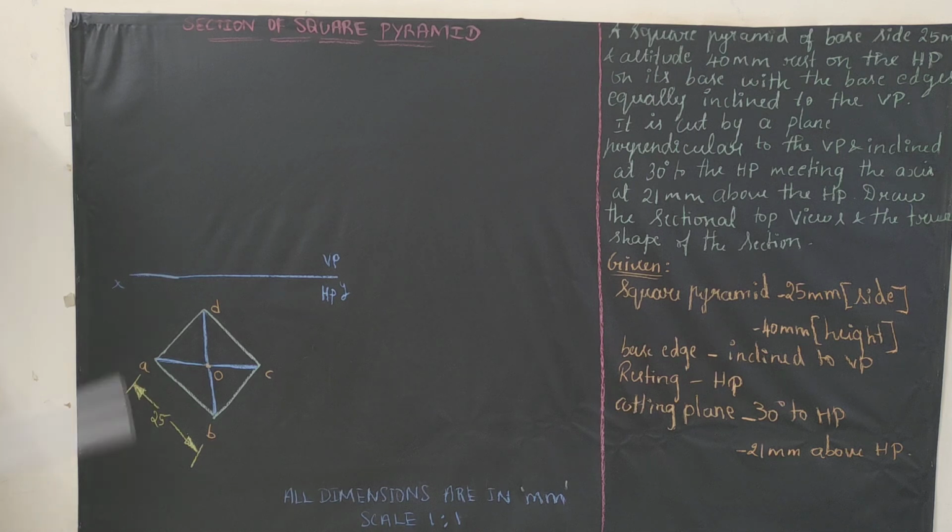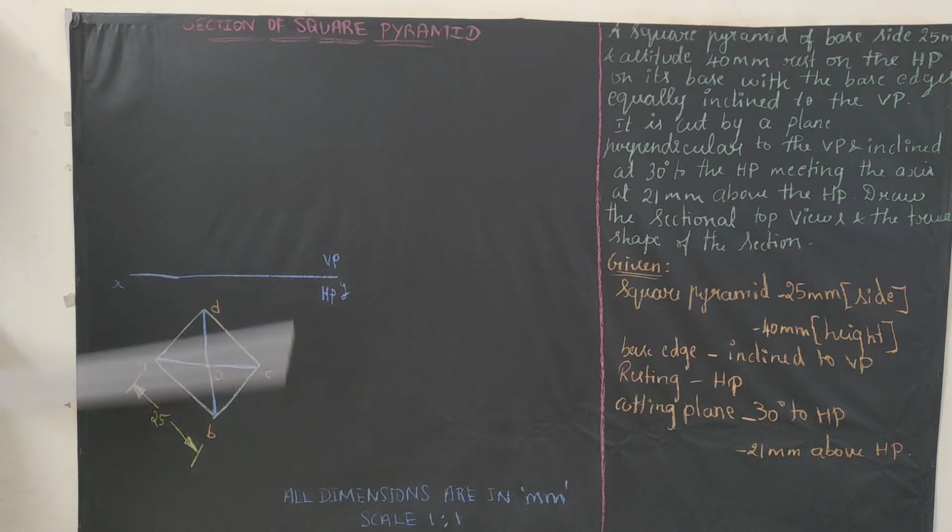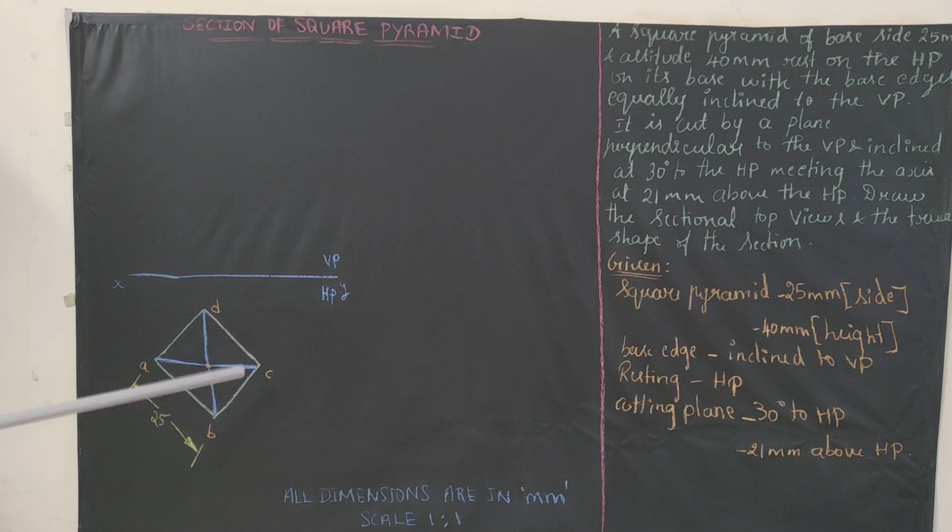Since it is a square pyramid, we will be having only 4 names. In case they give a square prism, we will be having 8 names. So the bottommost surface will be ABCD and the topmost is the apex. So name it as ABCD, and the topmost center is apex O. Each side will be 25, 25, 25, 25. Whatever diagram we have drawn now is your top view.